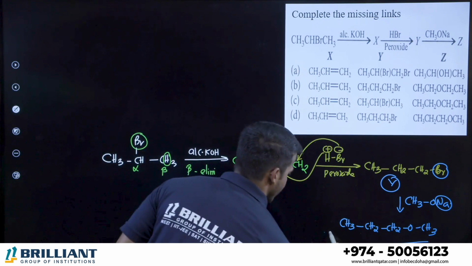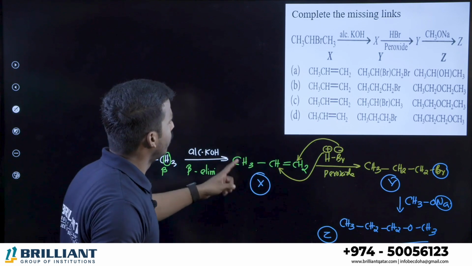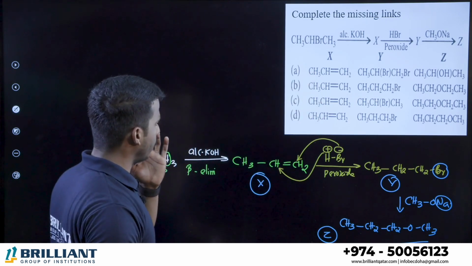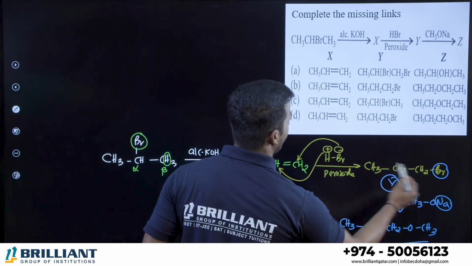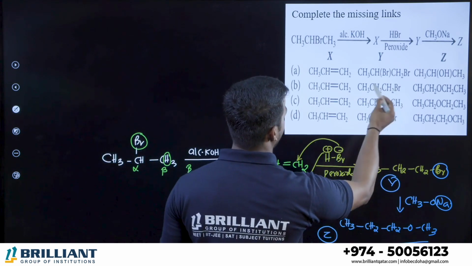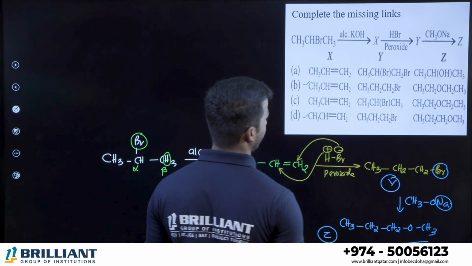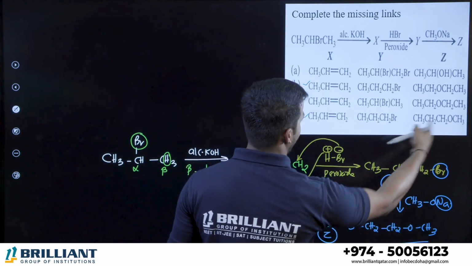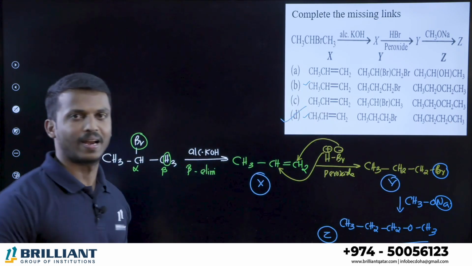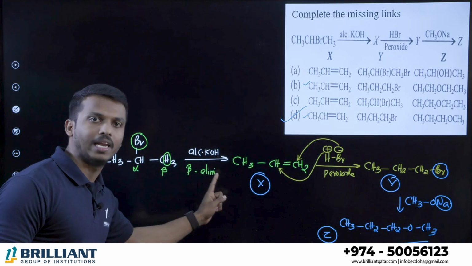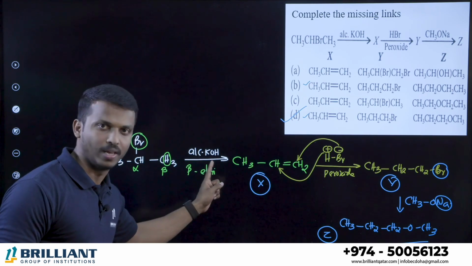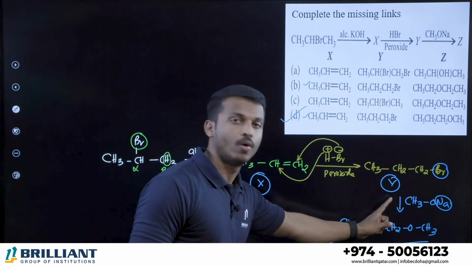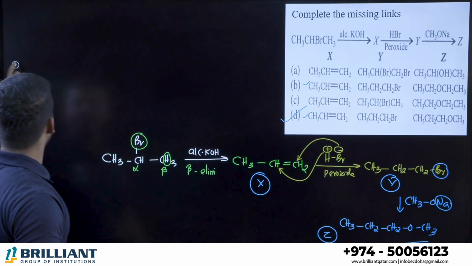This is compound Z. Where is X? CH3CH=CH2 is Y. Which is X? 1-bromopropane. Where is 1-bromopropane here? Option 2 or option D? Which is this product? CH3CH2CH2OCH3, right? Option D is the correct answer. So first, beta elimination in the presence of alcoholic KOH. Second reaction, anti-Markovnikov's rule. Third reaction, Williamson synthesis.